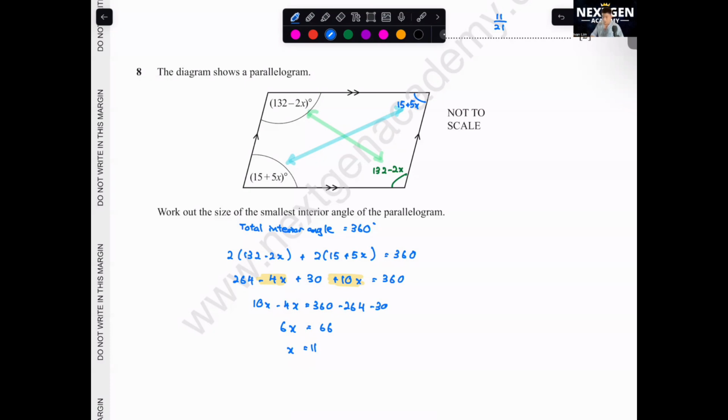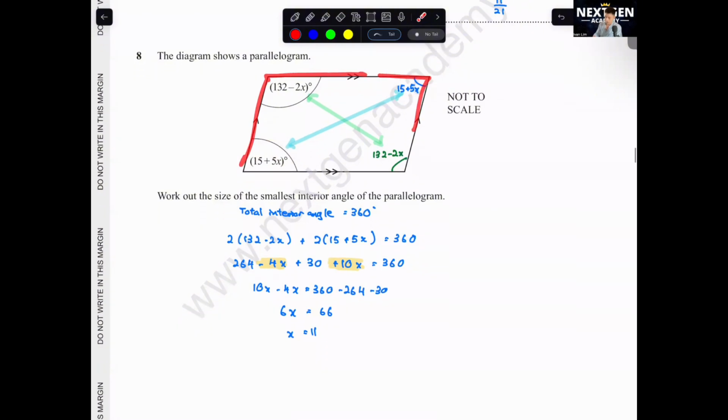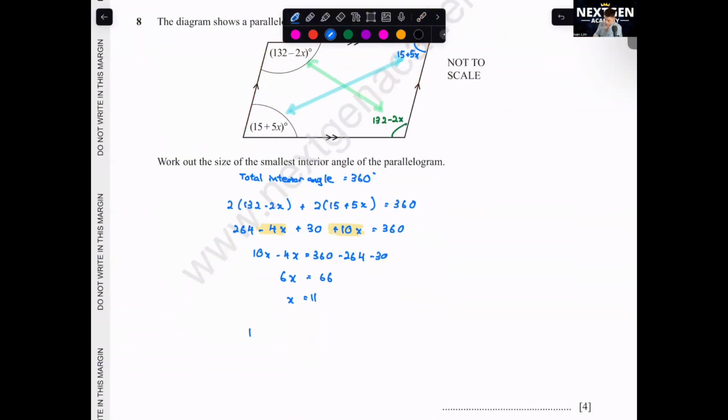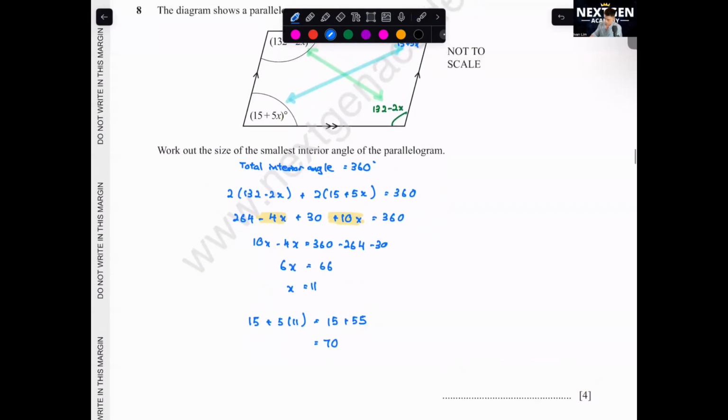Okay, this is not the final answer. They want us to find the smallest angle. Which one is smaller? This one, right? You see this one is bigger. This one is smaller than 90. So let's calculate what's 15 plus 5x. 15 plus 5 times 11, 15 plus 55, which equals 70 degrees. Okay, 70 is the final answer.